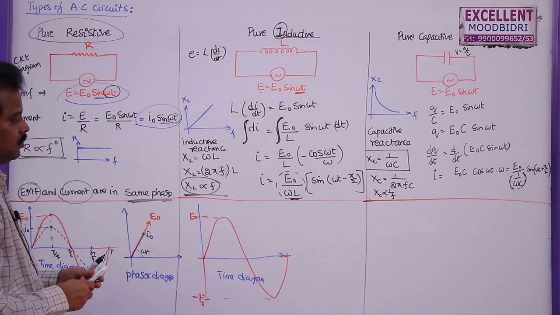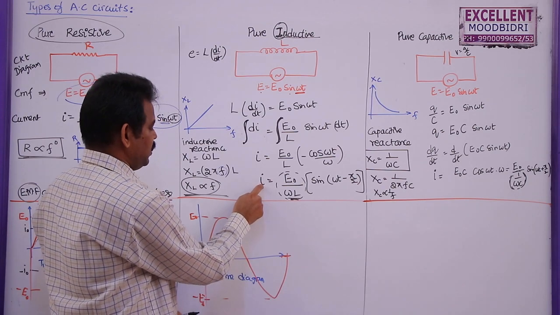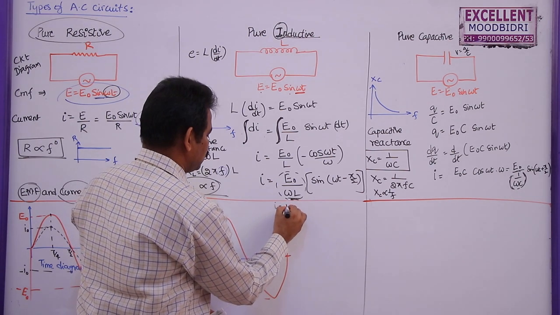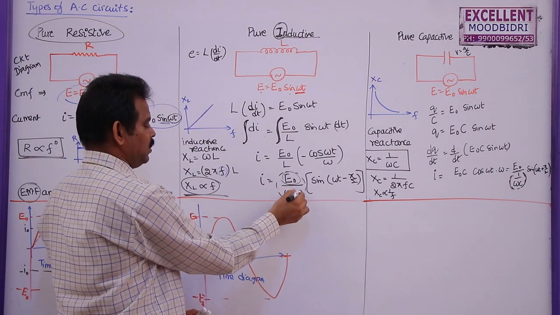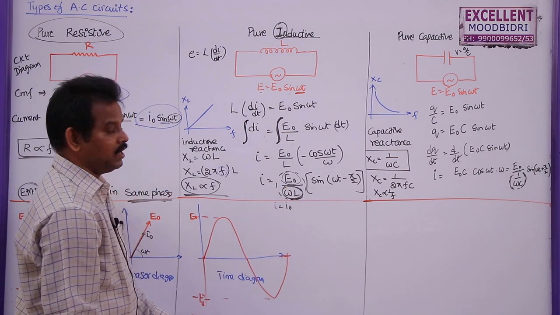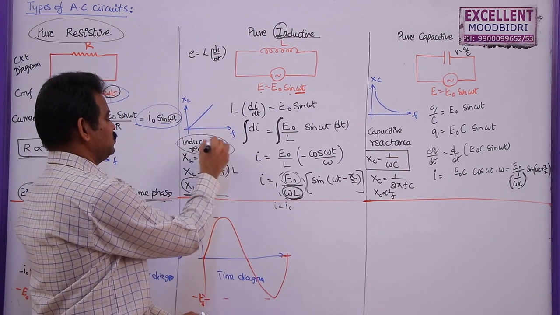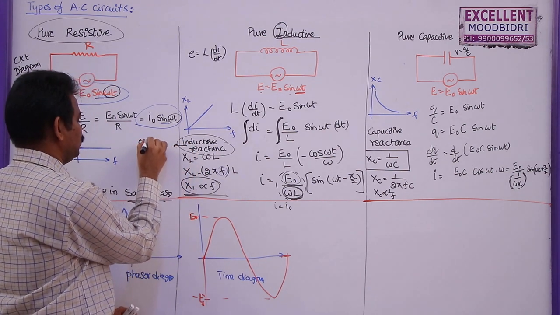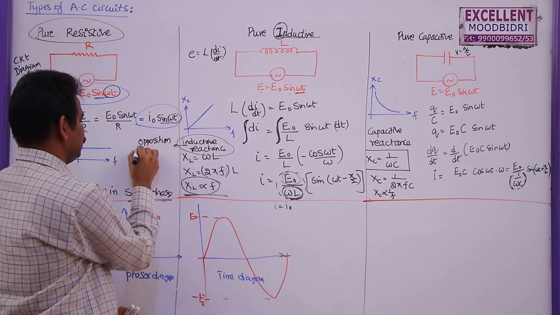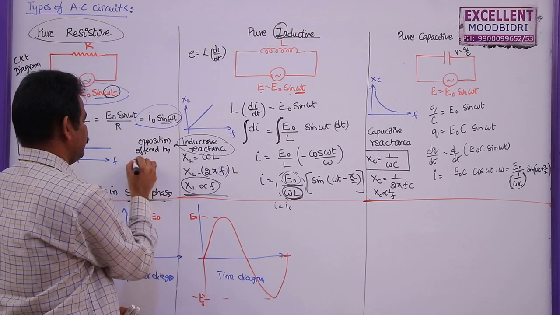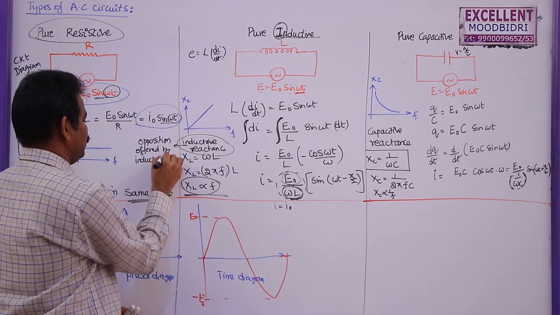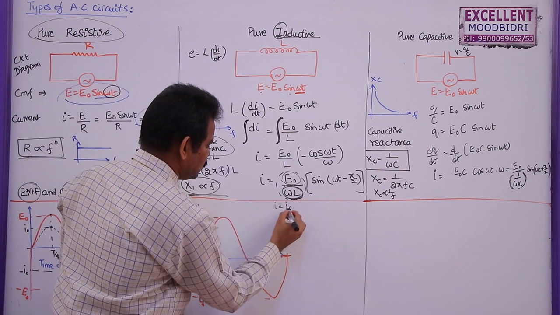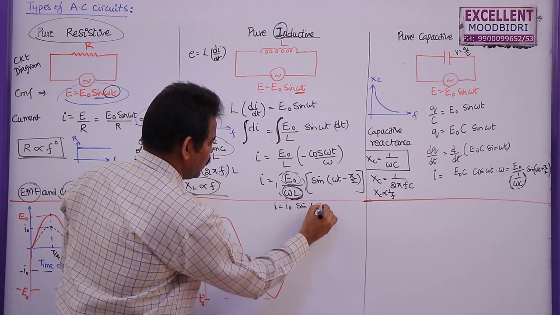What about the current here? You can see the current final equation I is equal to some value into sin omega t, which can also be written as I is equal to I naught. Why? Because E naught by X L, this is the opposition offered to the AC by the inductor. We call it inductive reactance, opposition offered by the inductor to the flow of AC.